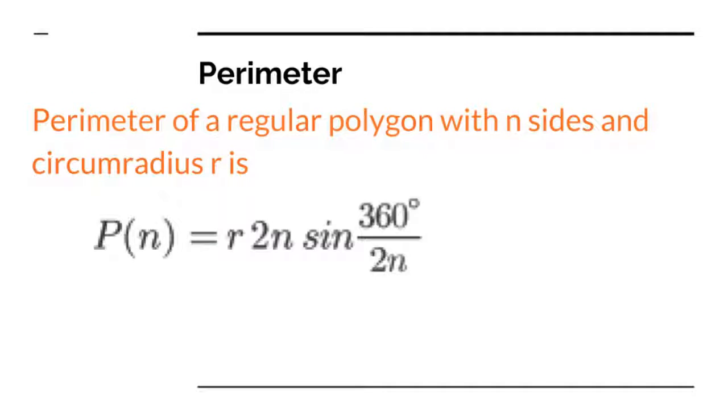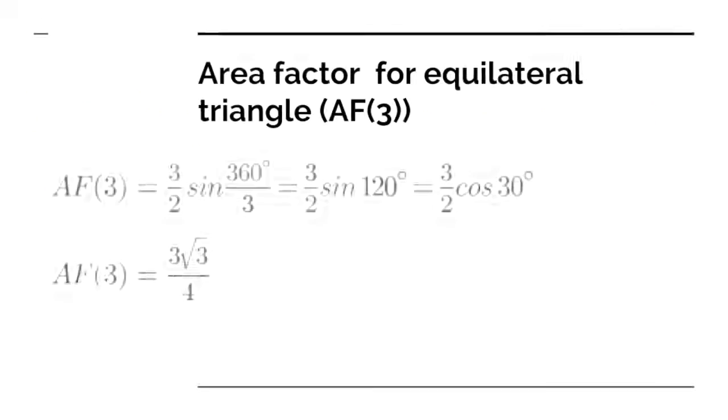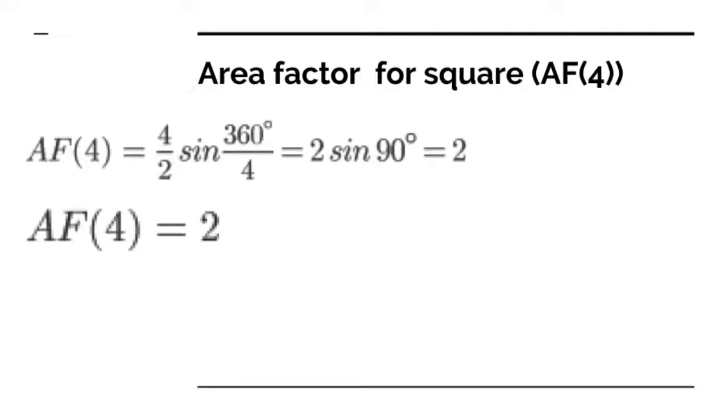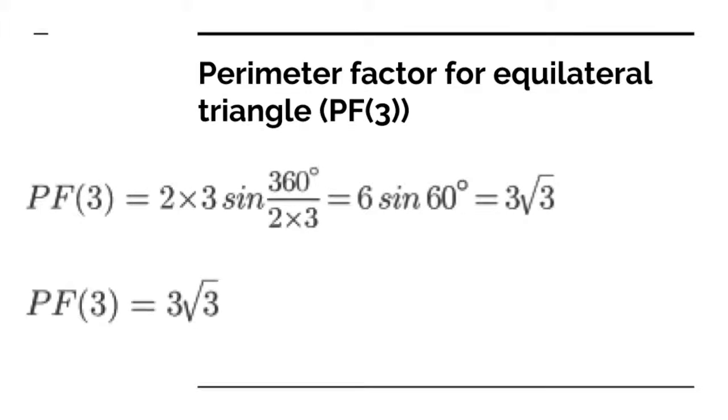Area factor for equilateral triangle AF3. As we know that an equilateral triangle has three sides, so we substitute the value of n in the formula n by 2 sine 360 degrees by n and find the area factor. The area factor for equilateral triangles comes out to be 3 root 3 by 4. Area factor for a square AF4. As we know that a square has 4 sides, we substitute 4 for n and get the area factor as 2.